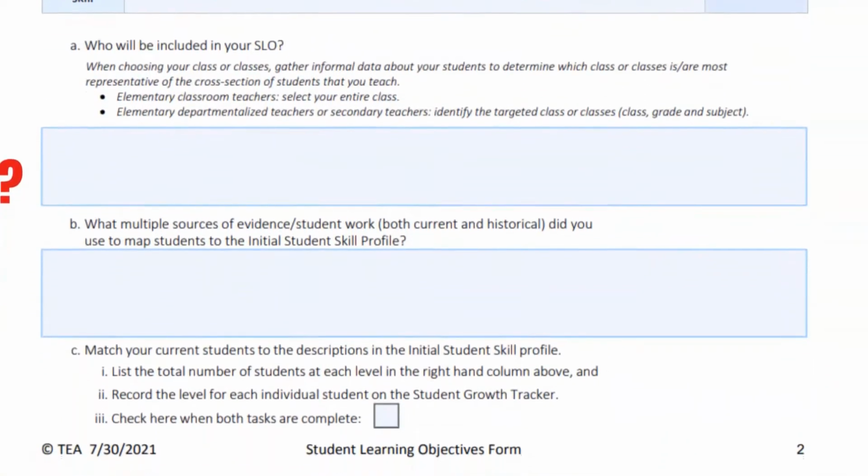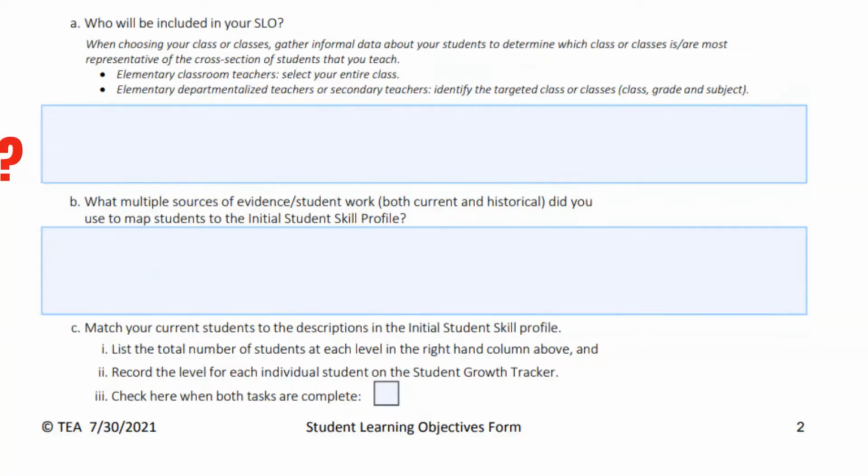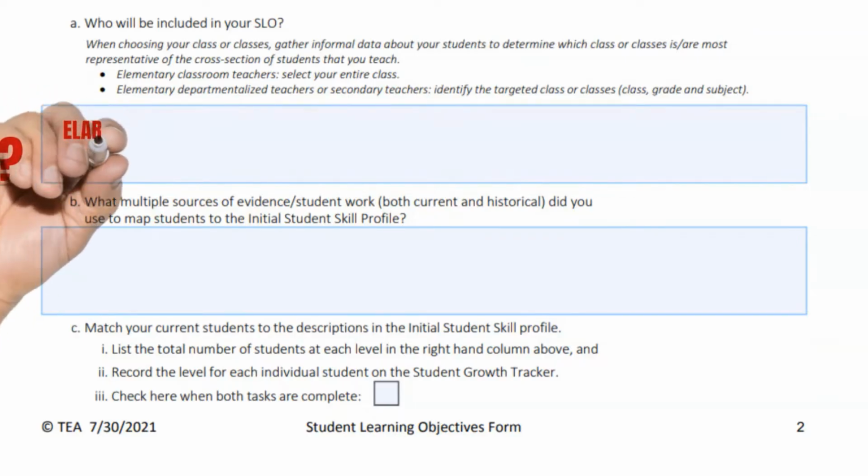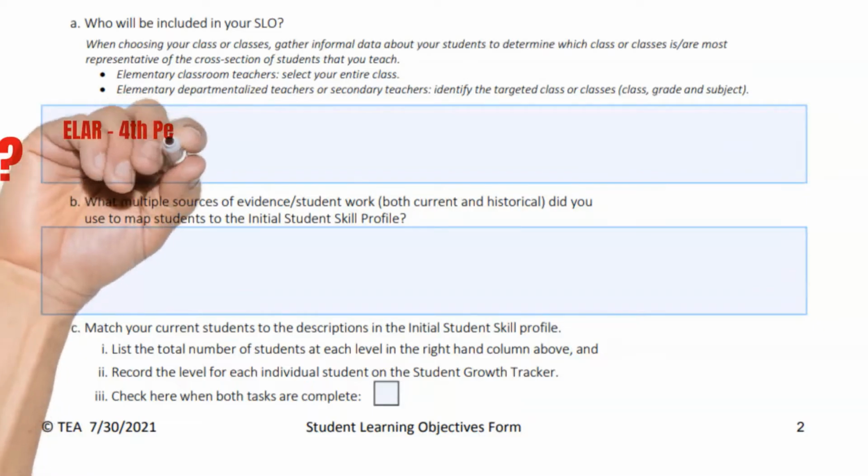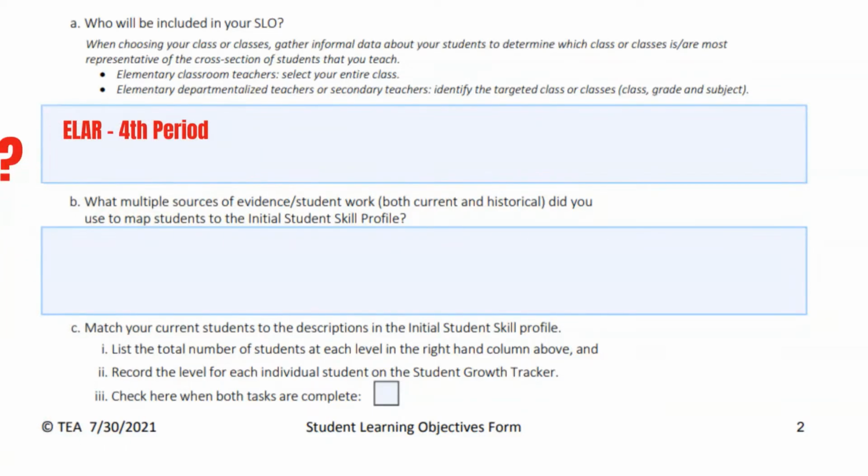Question A. Who will be included in your SLO? When choosing your class or classes, gather informal data about your students to determine which class or classes are most representative of the cross-section of students that you teach. In this section, you'll only need to be able to identify the class that you're going to track and the period associated with that class.